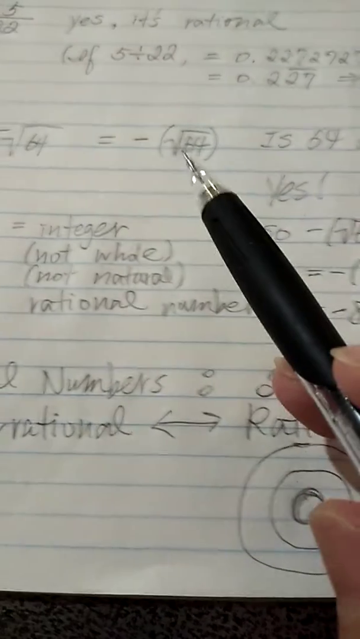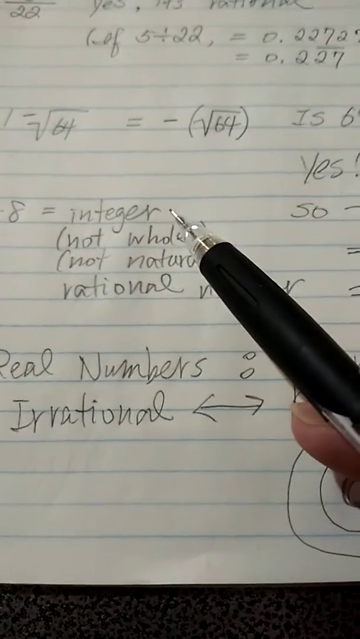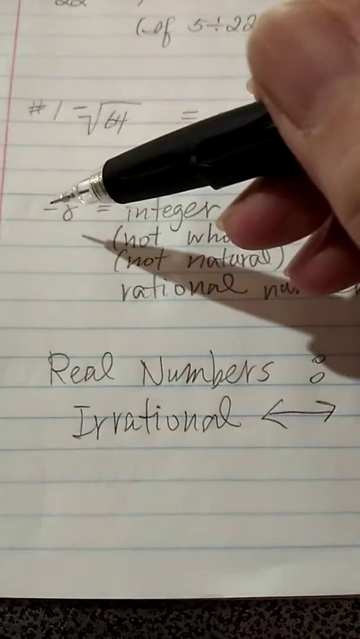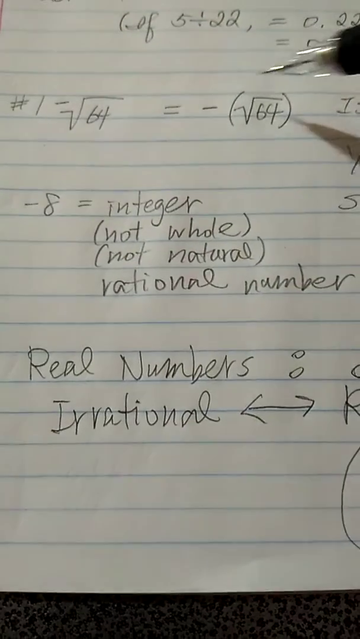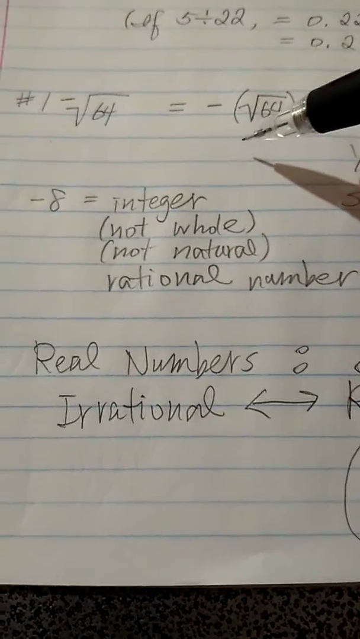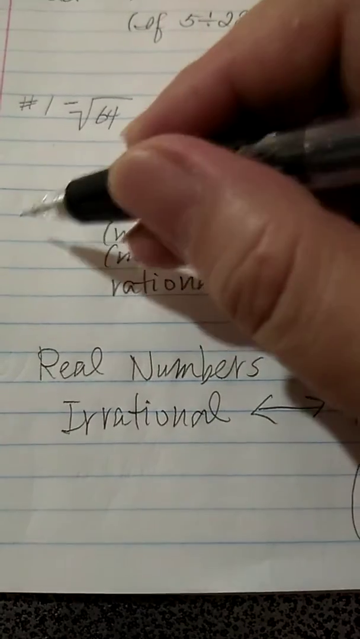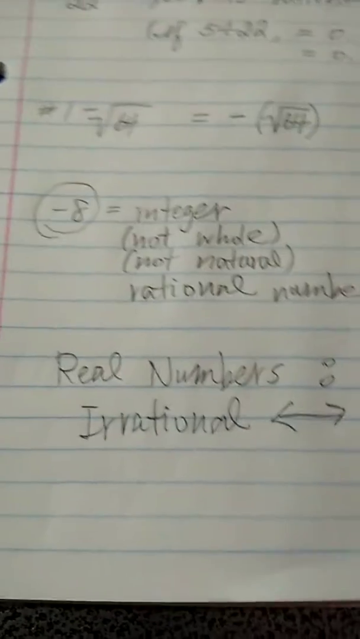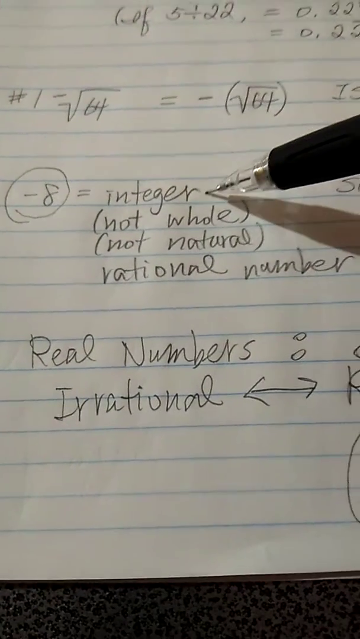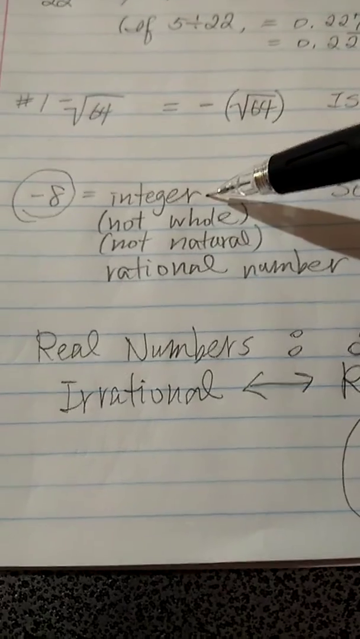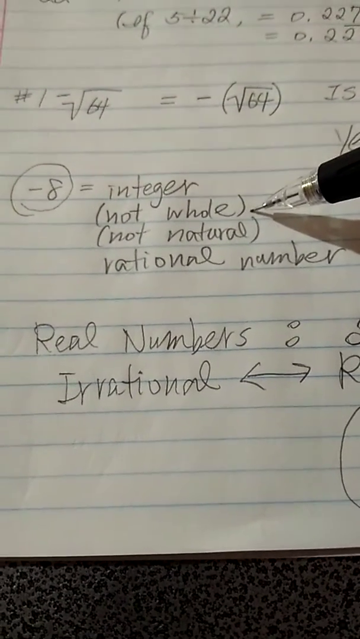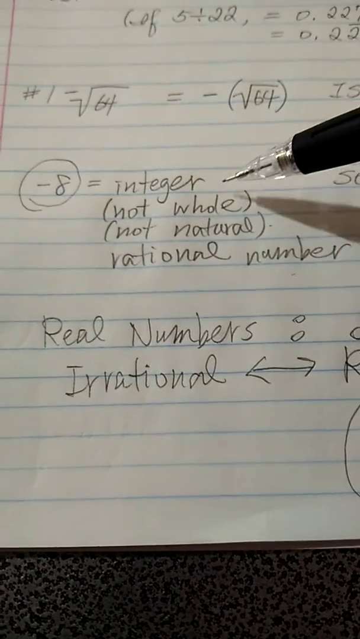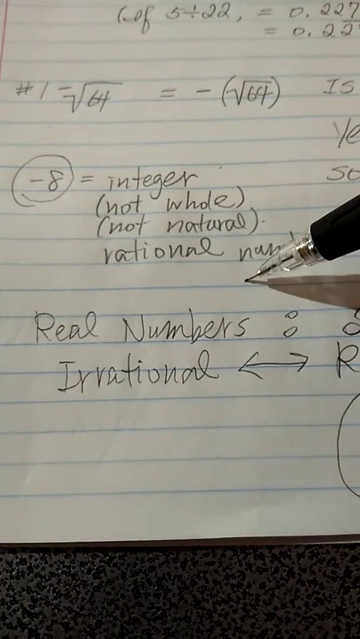Okay, so this is an integer. If you solve this, it becomes negative 8. Actually, we don't call that solving. I'm sorry. You call that simplifying. When we simplify this, we get negative 8. And then we have to determine what kind of number is negative 8. Is it rational? Yes, because it is an integer. It's not a whole number, however, and it's not a natural number, but it is a rational number. So it falls in the category of integer and rational number.